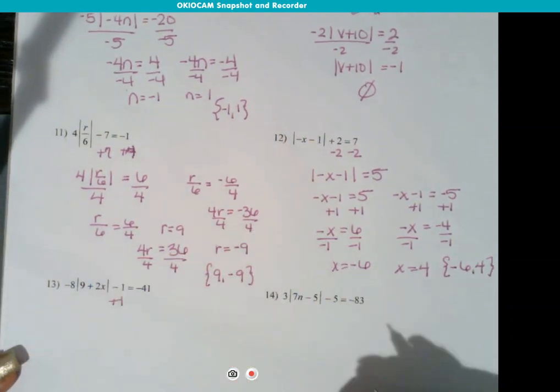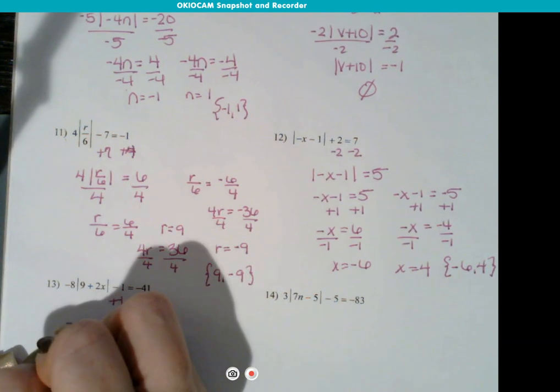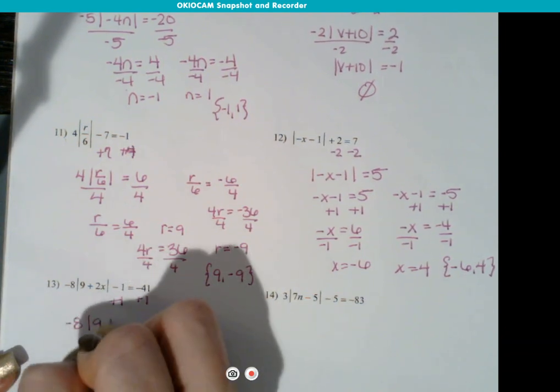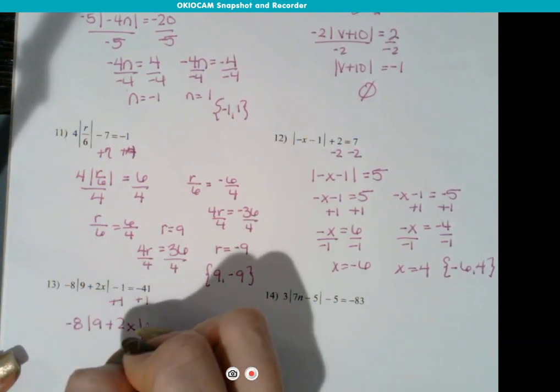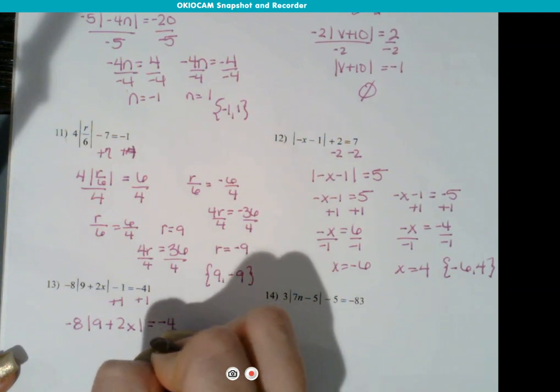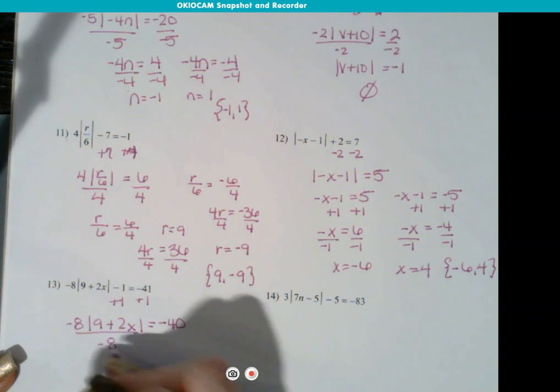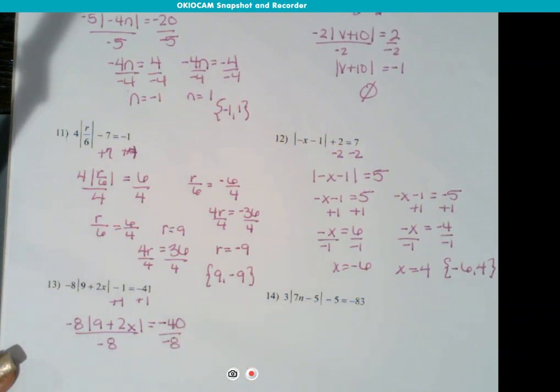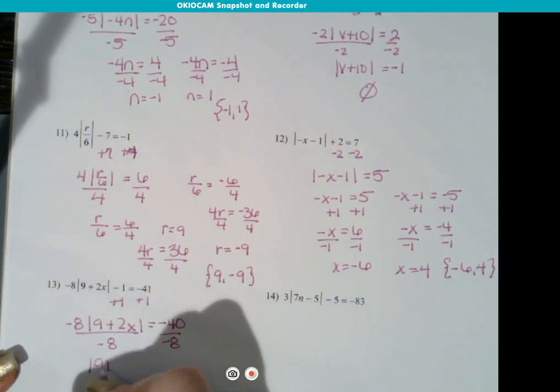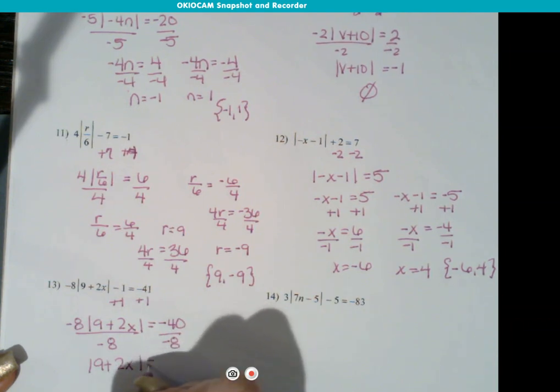So plus 1, so negative 8, 9 plus 2x. You say, well, Miss Rose, all them negatives, this has got to be a no solution. Well, let's see. So here we are when we put that together. Divide by negative 8. Oh, nope, that's going to be a positive. So 9 plus 2x equals 5.